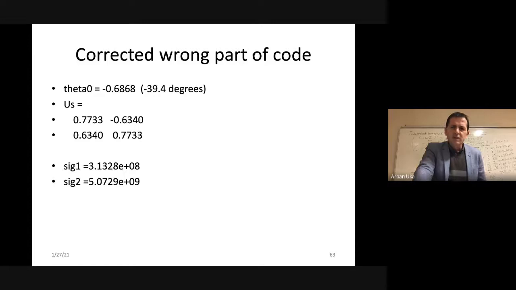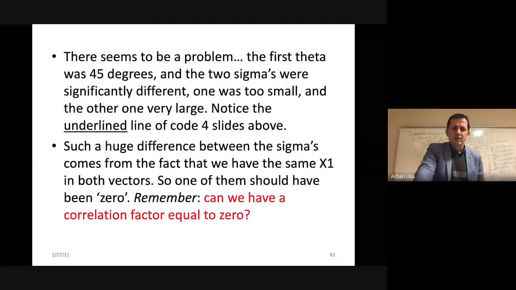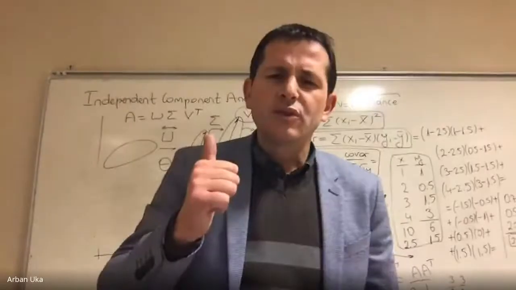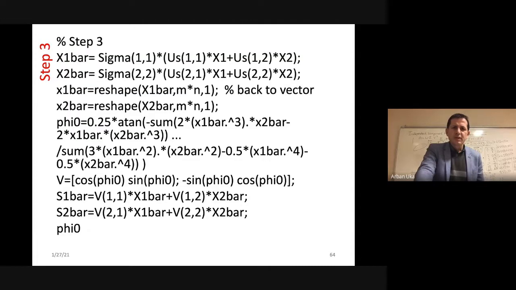Now, I corrected this part of the code, and I found another angle which is equal to minus 39 degrees. The rotational matrix is slightly different. This is how it should have been. And the sigmas now are comparable. So we're not talking anymore about sigma 1 and sigma 2 with one being 0 and the other an extreme value. Before, one sigma was 10 to the power 11, the other one was 0. Here, they are more comparable with respect to each other. So we found the angle which corresponds to the rotational matrix U. We found the sigmas in the matrix sigma. Now we need to find another angle in the V, okay? So step 3 is here.